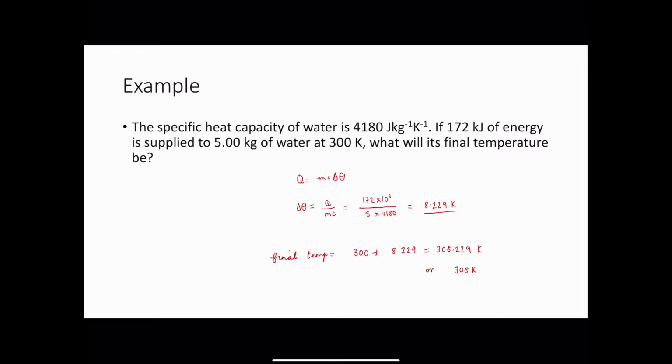Again, it doesn't really get much more complicated than that. What you might have to think about is if you are given your specific heat capacity in Kelvin, but you're given your temperature in degrees C, in which case you're going to have to convert between Kelvin and degrees C. But that's mainly as complicated as it will become.